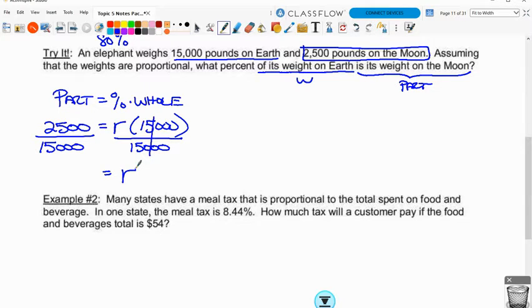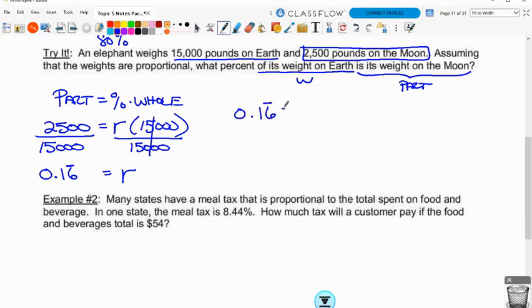If you punch in 2,500 divided by 15,000 into your calculator, notice that you're going to get a repeating decimal. You're going to get 0.16, and then a whole bunch of sixes after that. So that 6 is going to be repeating. 0.16 with the 6 repeating equals R. But again, the question said, what percent? So we have to take this number now and change it into a percentage.